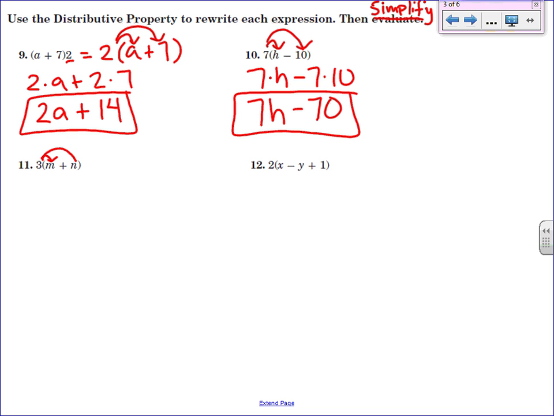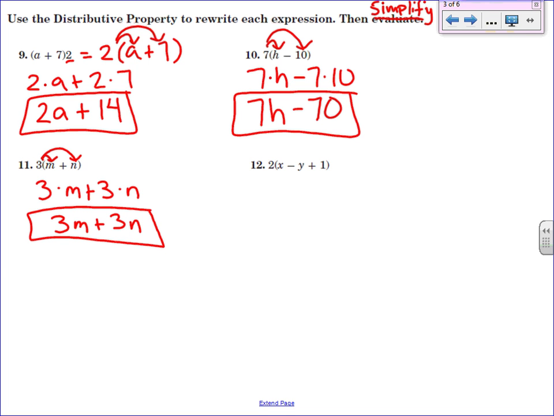3 times m plus 3 times n. And then the only cleaning up here is that I don't need the multiplication in between the number and the variable. Because they have different variables, they can't be combined, so that's as far as I can go.